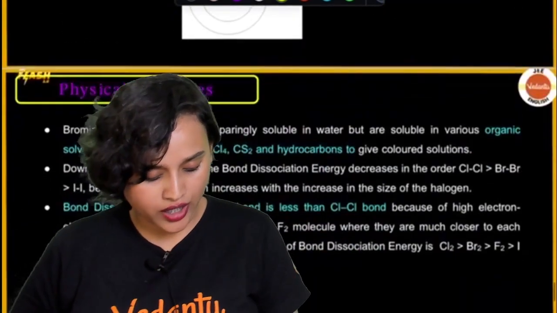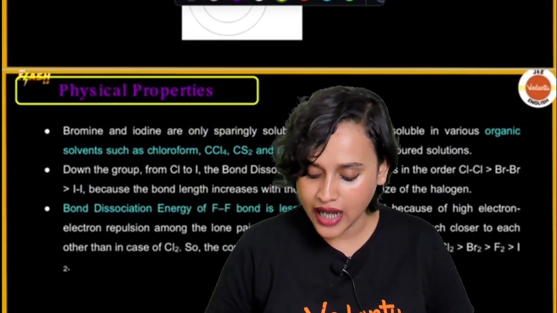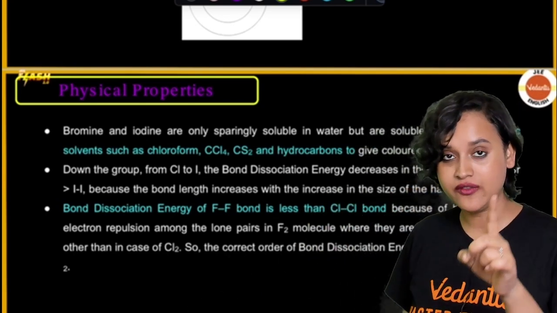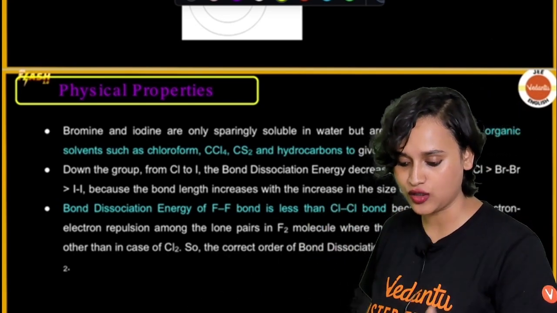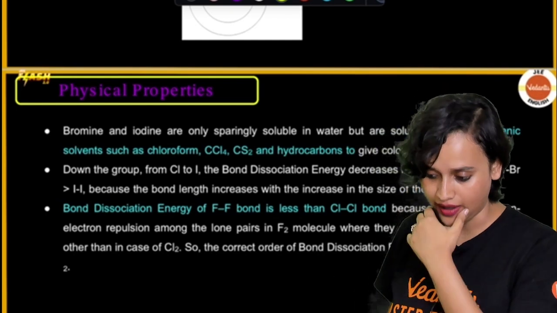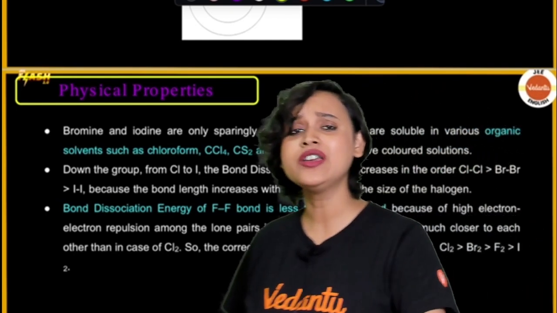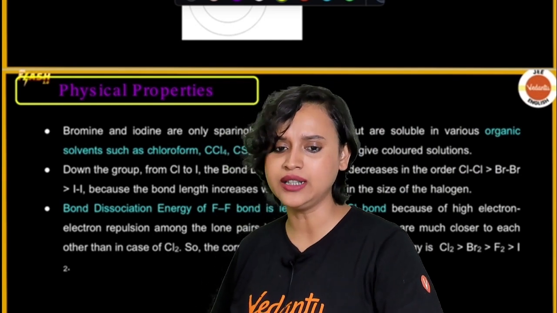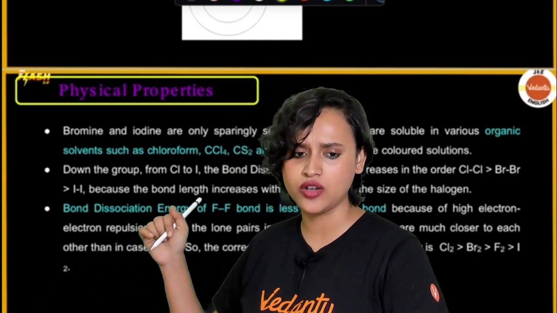Now bromine and iodine are only sparingly soluble in water, but they are soluble in various organic solvents such as chloroform, CCl4, CS2, and hydrocarbons to give colored solutions. They give colored solutions when they get dissolved in these.